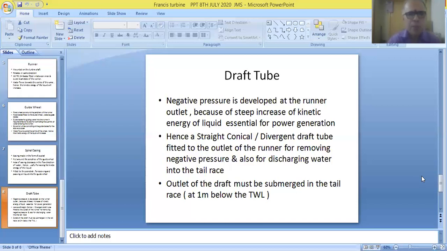And so in this section, we have discussed the construction and working of the Francis turbine. We have noted down the salient features of the Francis turbine, and we have discussed the various components of the turbine, and also the working of this Francis turbine.